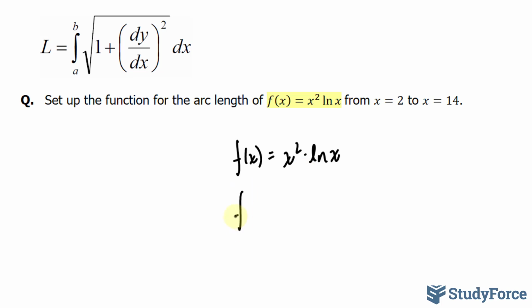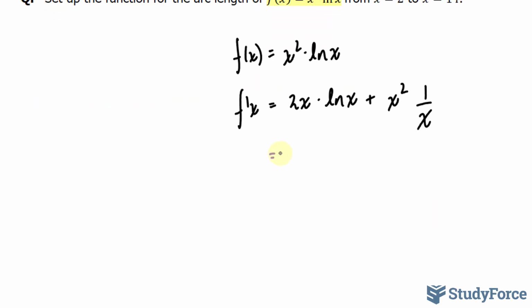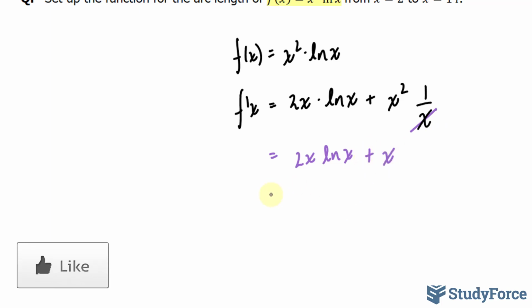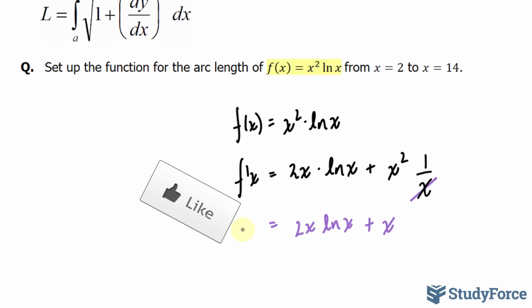Let's go ahead and do that. f'(x) is equal to, I'm going to find the derivative of x squared using the power rule. That gives us 2x, leave ln x the way it is, plus leave x squared the way it is, and the derivative of ln x is 1 over x. Let's clean this up a little bit. We have 2x times ln x. We have x squared here, and one of these x's will cancel out with this x, leaving us with simply plus x. We just found dy over dx.